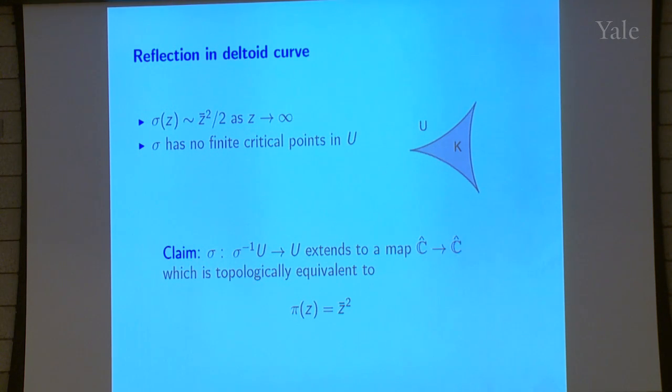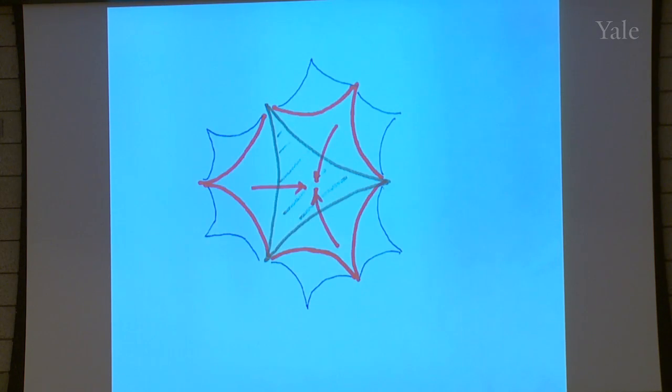And also, sigma has no finite critical points in U. Again, this is seen from the form of the conformal map. So now here's the claim. The green curve is the boundary of the deltoid.